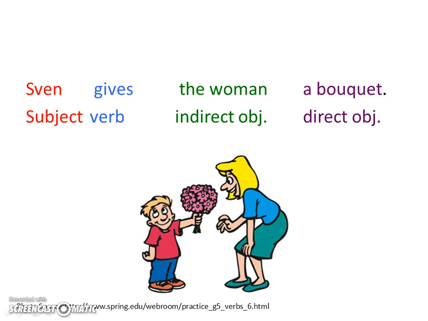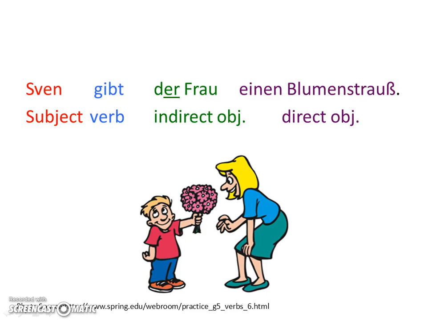So here's our first example at the bottom of our notes. Sven gives the woman a bouquet. Sven is the subject, gives the verb, and the woman is the indirect object, bouquet, direct object. Now, we know that in German the woman is die Frau, but once it's dative, die turns to der, as you see here. Sven gibt der Frau einen Blumenstrauß. And just as a side note, anytime you see geben, which means to give, you're going to probably need to use the dative case, because that requires us to have a giver and a receiver of an object.